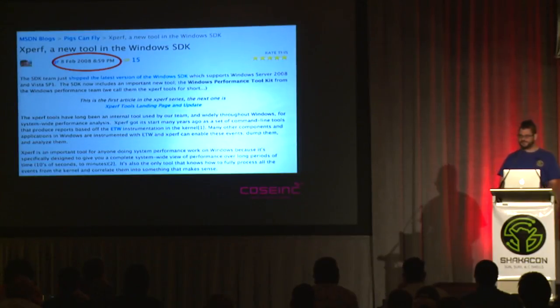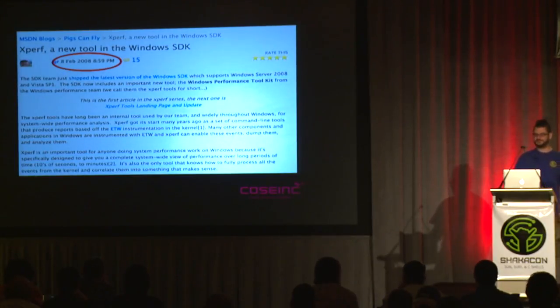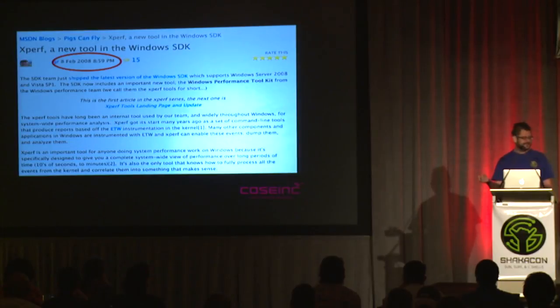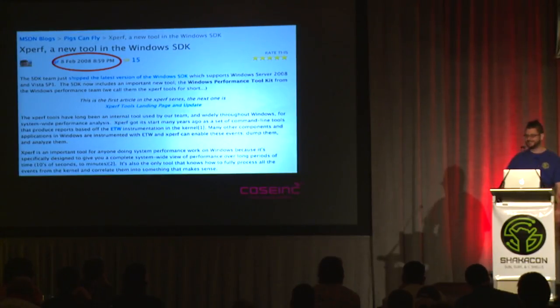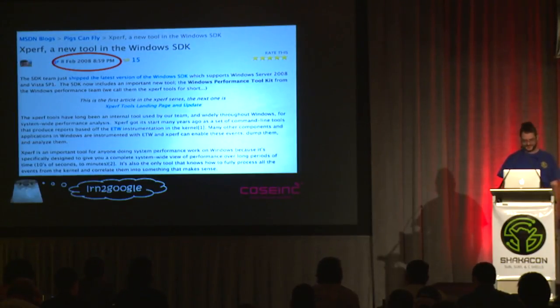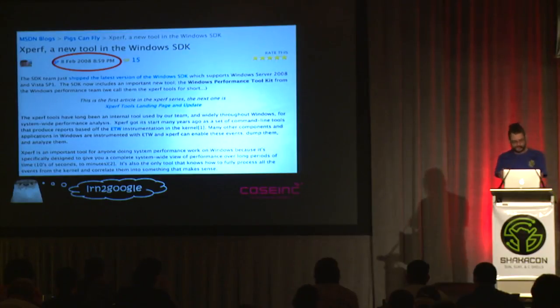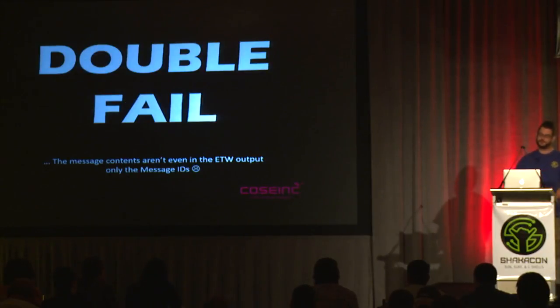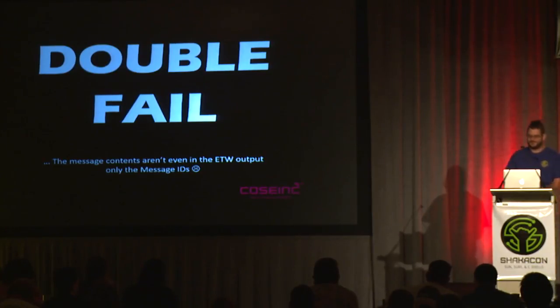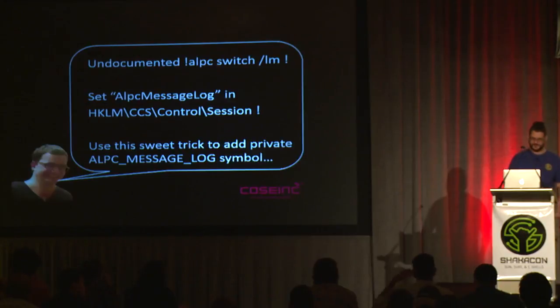And I could have just used XPerf, which has been out since 2008, which is a GUI clicky-clicky thing that's got a button that says, like, do ALPC logging. So, Googling is an important skill, it turns out. And even worse, I suck so bad that it's not even in there. So I got the event trace output, but it doesn't have any of the contents. It's just got the message ID, which is completely useless. So, all right, that was bad.